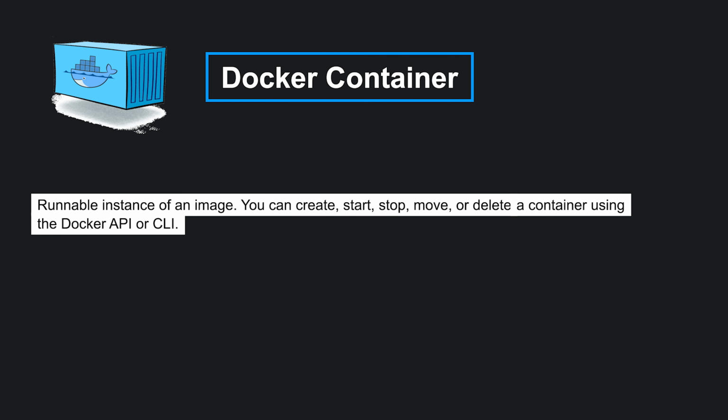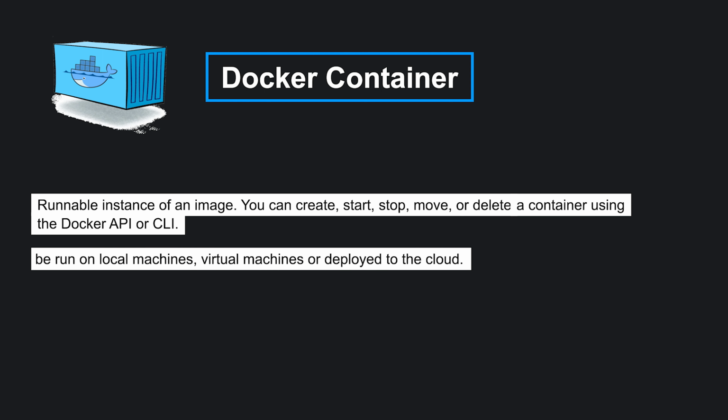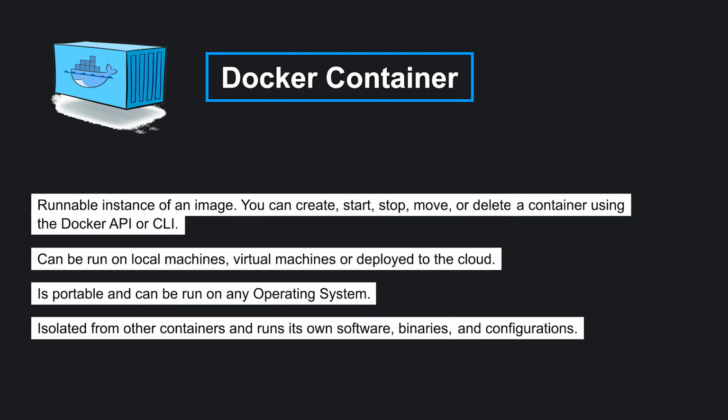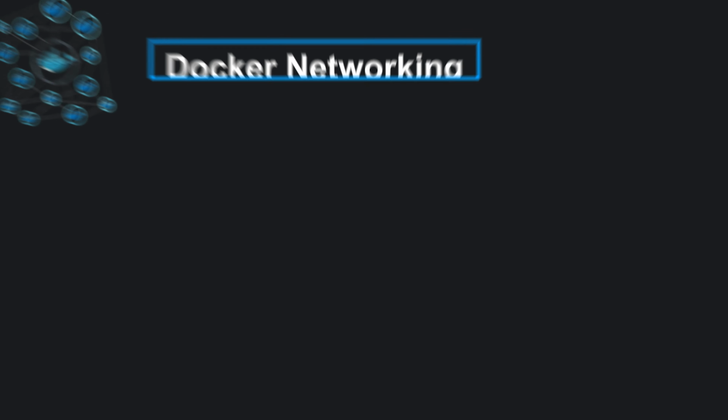You can create, start, stop, move, or delete a container using the Docker API or CLI. A container can be run on local machines, virtual machines, or deployed to the cloud. A container is portable and can be run on any operating system. A container is also isolated from other containers and runs its own software, binaries, and configurations.